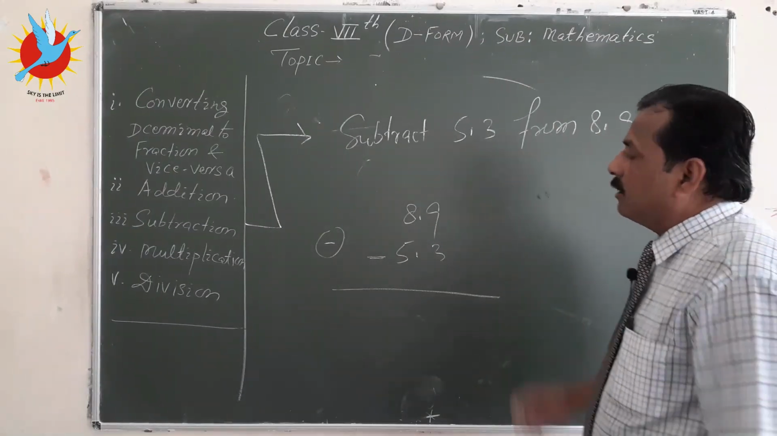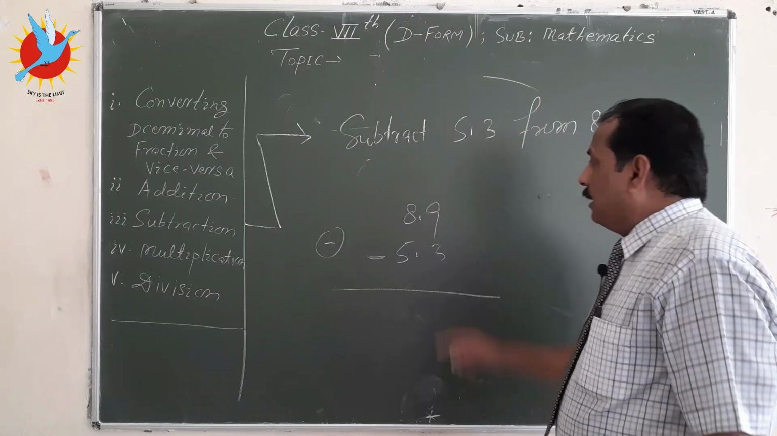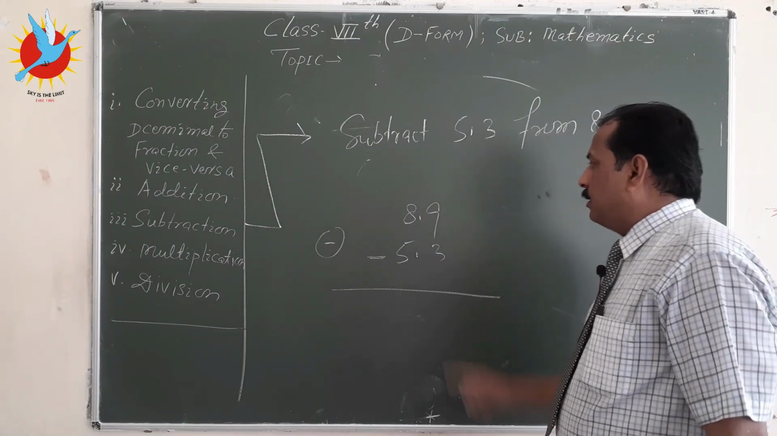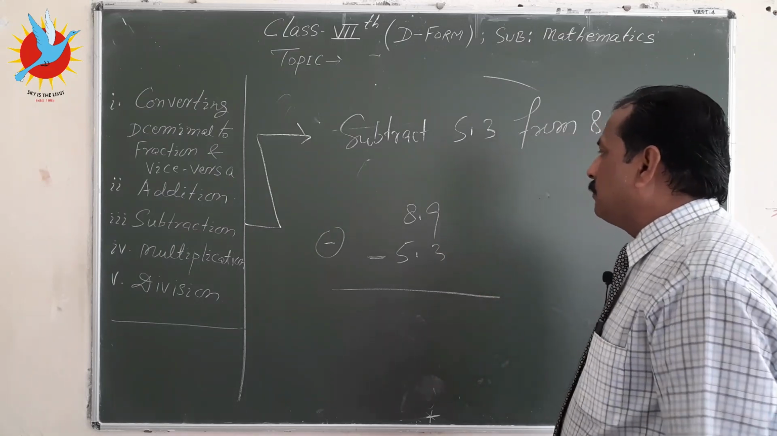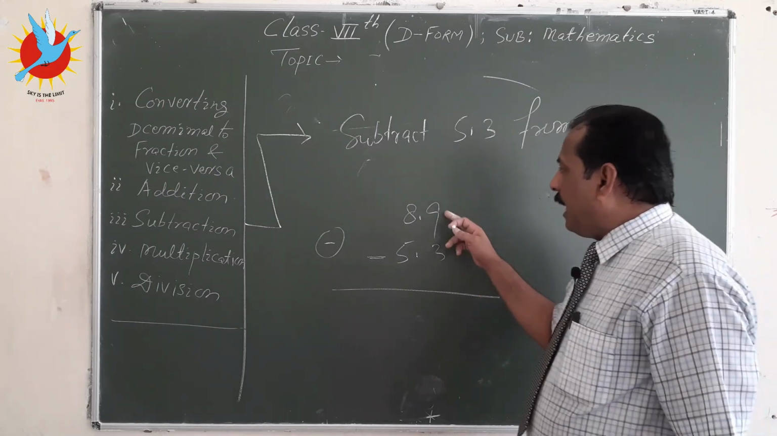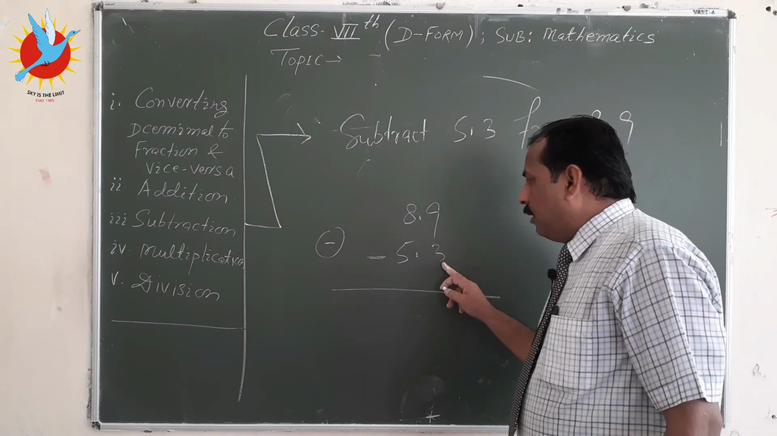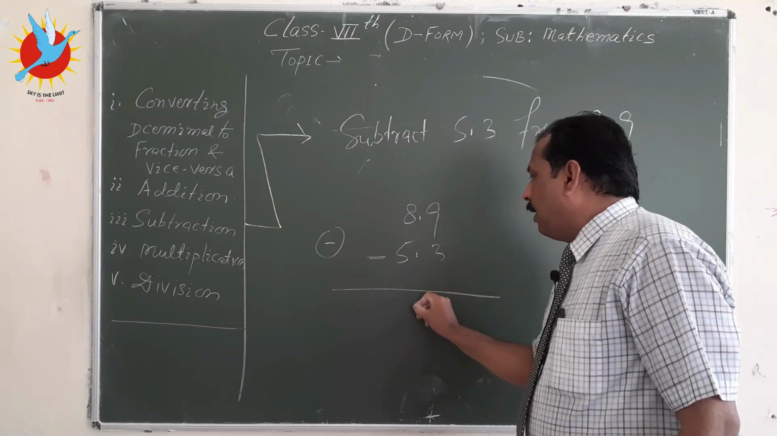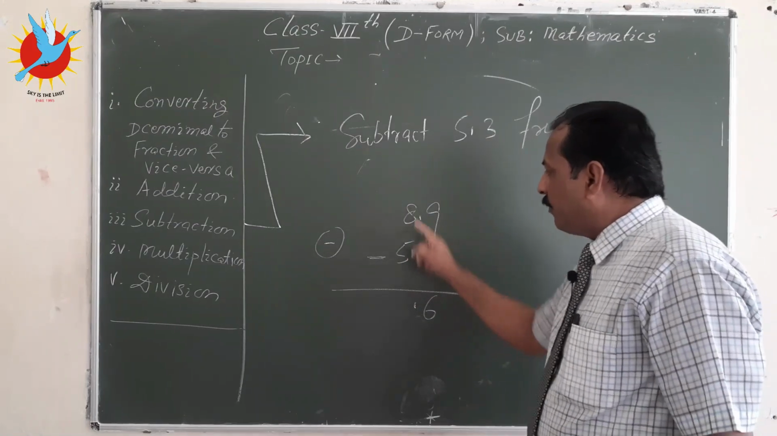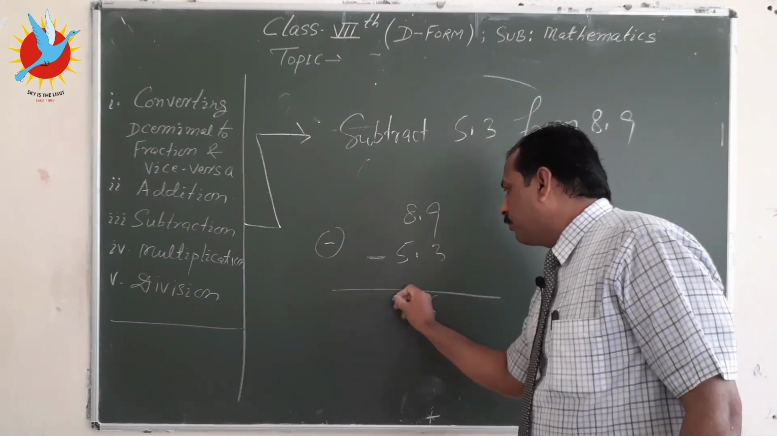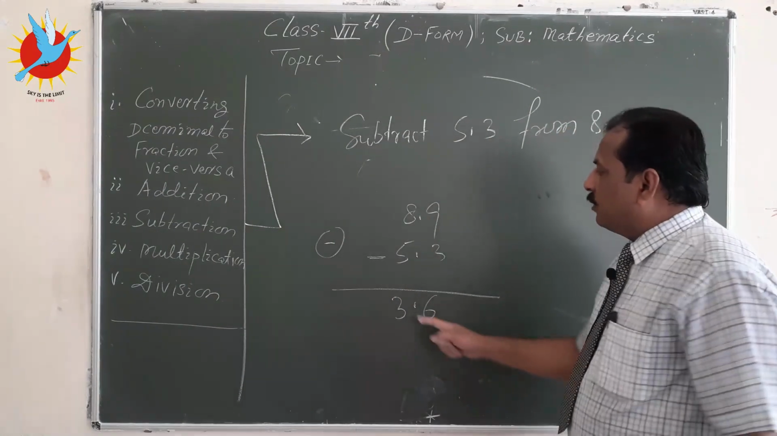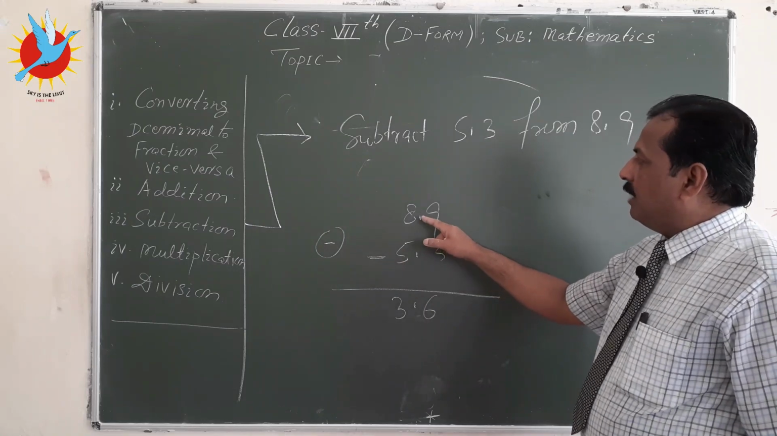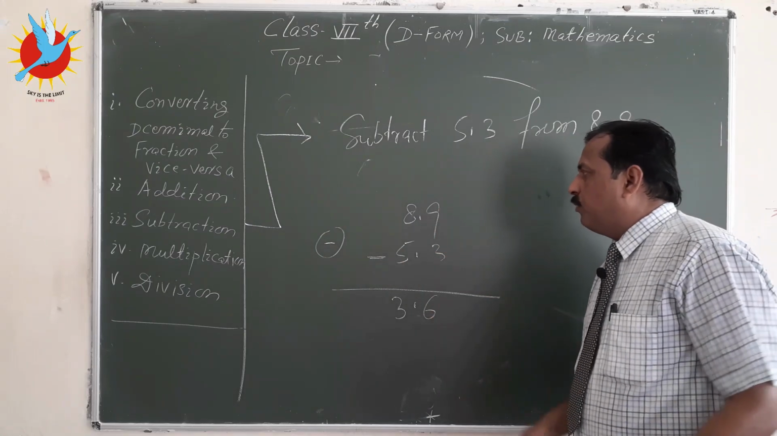Now, this is just like ordinary mathematics. In this case also you have to take care decimal is exactly below decimal. So, 9, and you are subtracting. So, subtract 3 from 9. So, that is 6. 0.5 from 8, and that is 3. So, the result is 3.6. So, 5.3 subtracted from 8.9, result is 3.6.